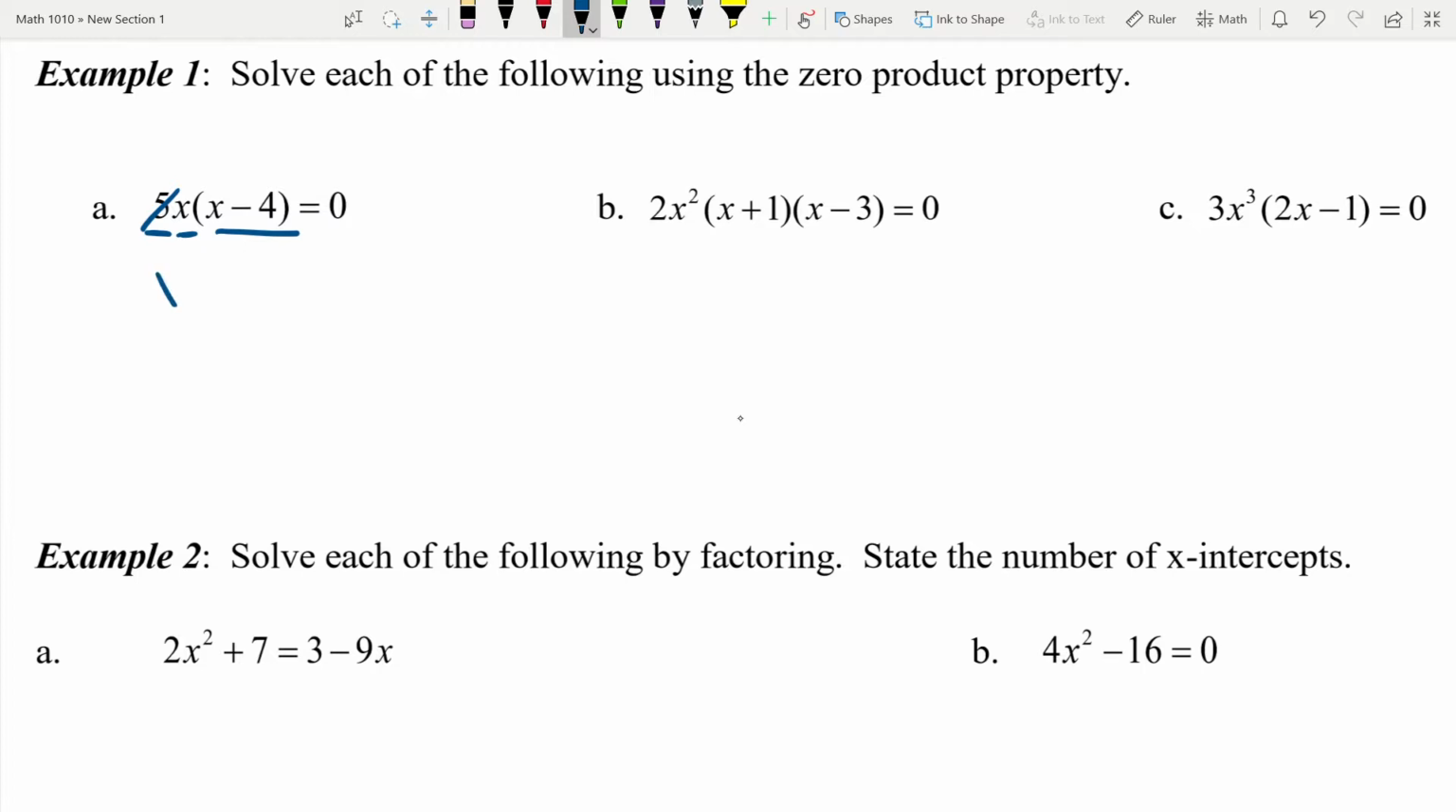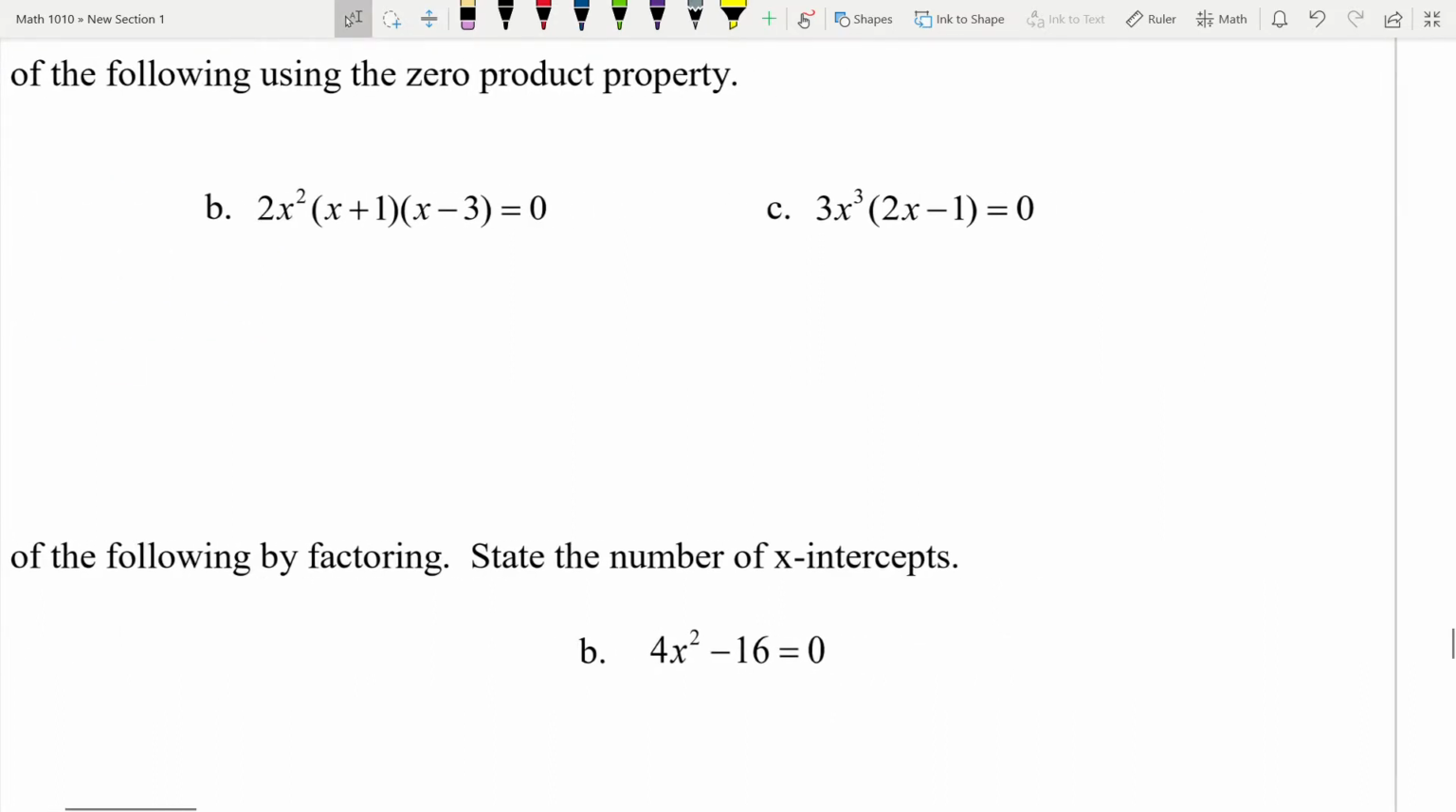If I set x equal to 0, I get x equals 0. If I set x minus 4 equal to 0 and solve it, what do I get? I get a 4. x minus 4 equals 0. Solve it. I get a 4. And I'm done. That's it.